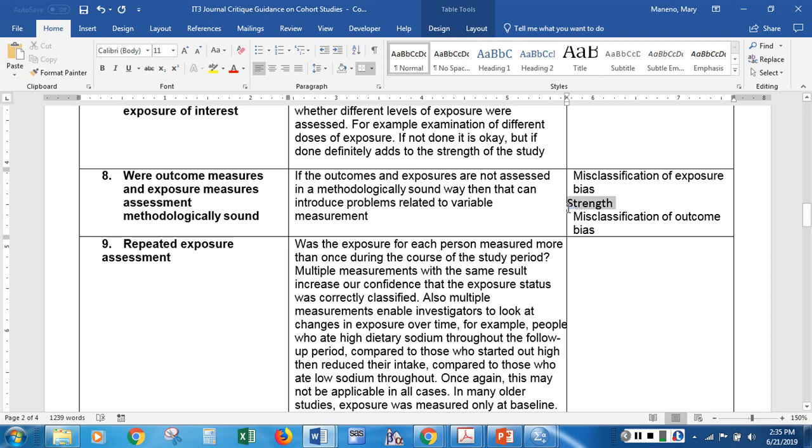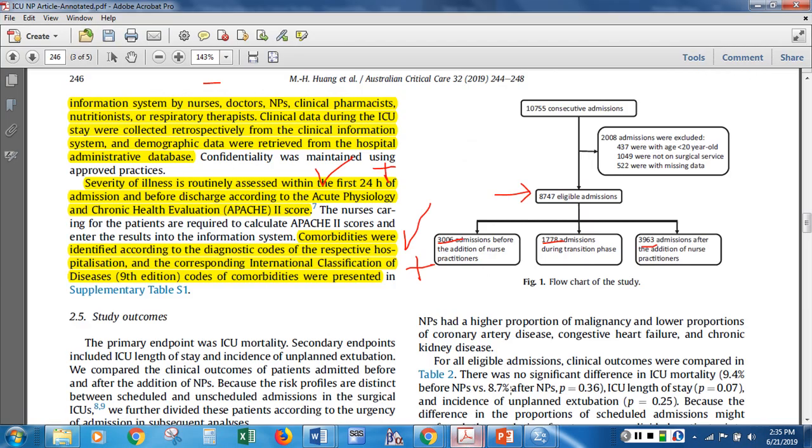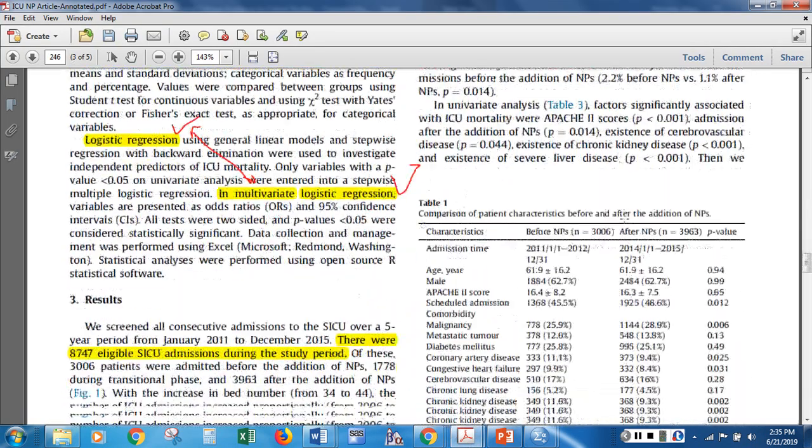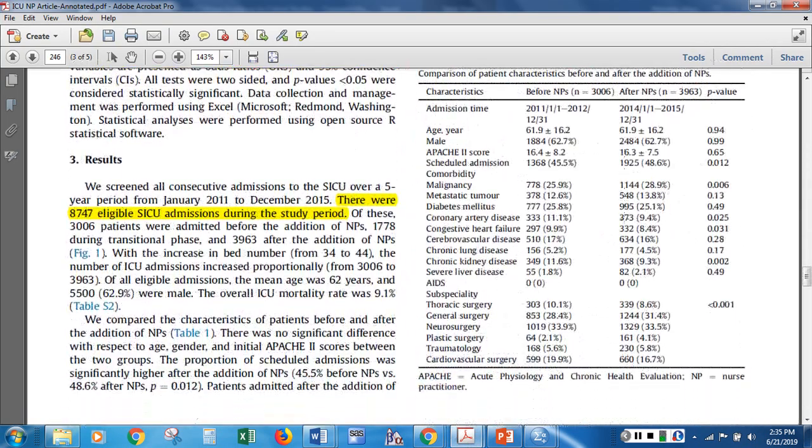Specifically, for this point, I didn't want the whole cell, I just wanted this to be highlighted: exposure measures and covariates. So this is not just exposure measures, but outcome measures and covariates. Were they assessed in a way that was methodologically sound? Now let's look at other covariates, and how they were assessed.